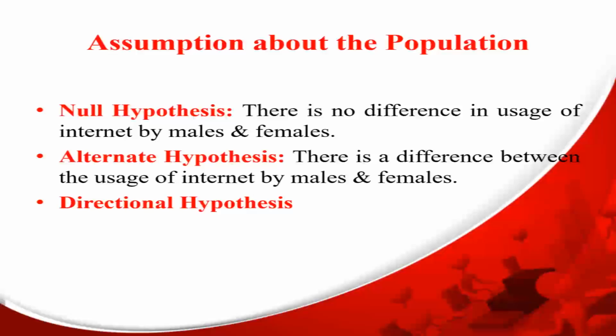An example of null hypothesis is: there is no difference in the usage of internet between males and females. Whereas an example of alternate hypothesis is: there is a difference between the usage of internet by males and females.